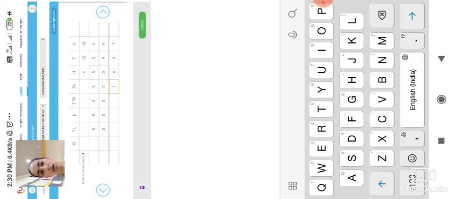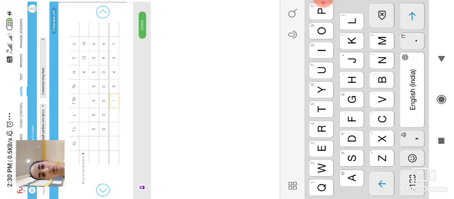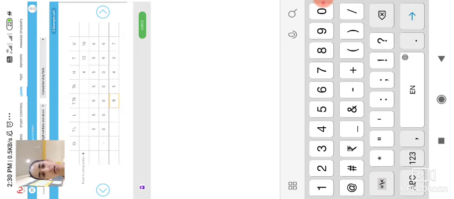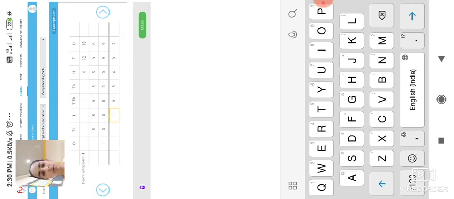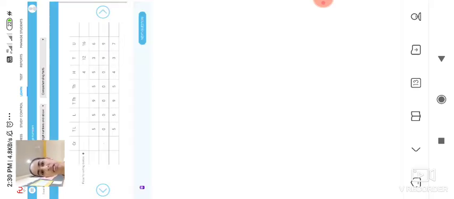In the next column, 5 minus 0, 5. In the next column, 9 minus 0, 9. The next, 5 minus 0, 5. In the next also, 5 minus 0, 5. Then check your answer. So this answer is correct.